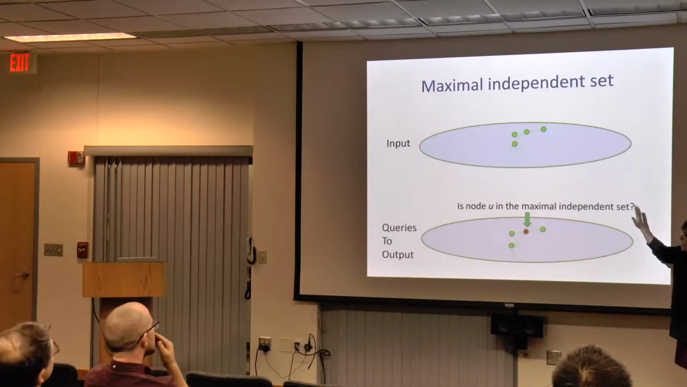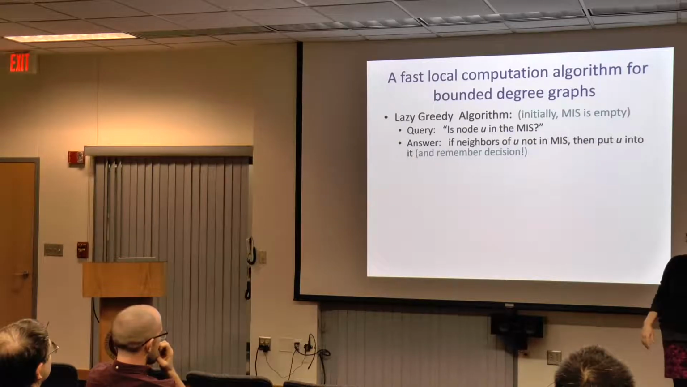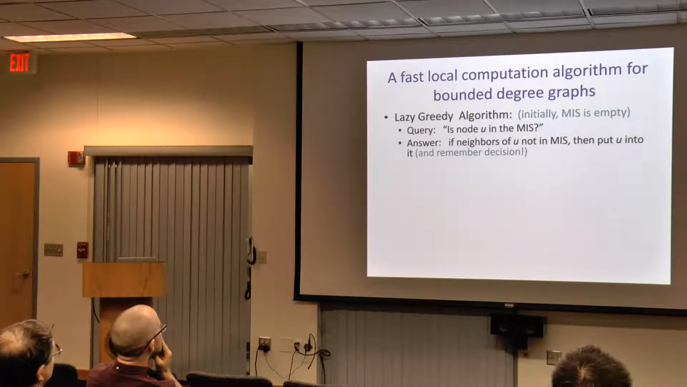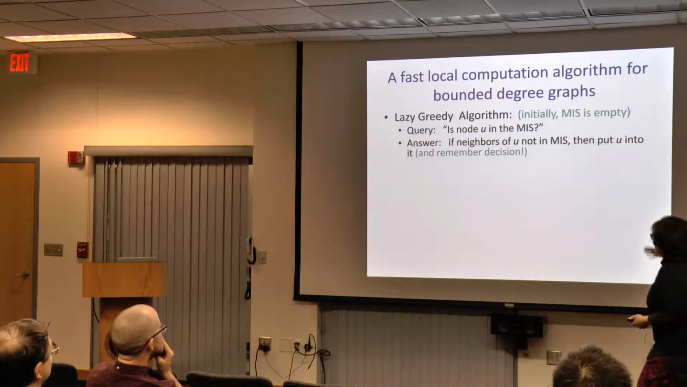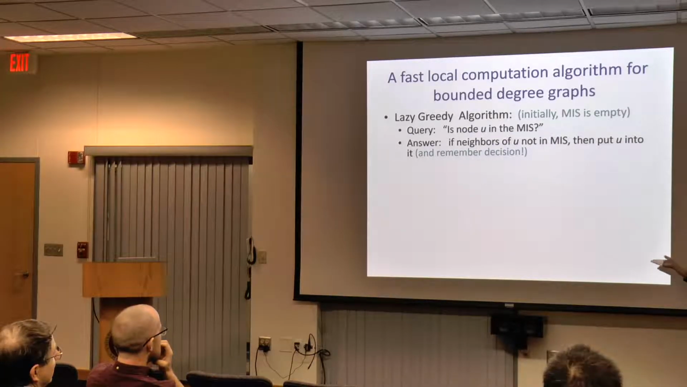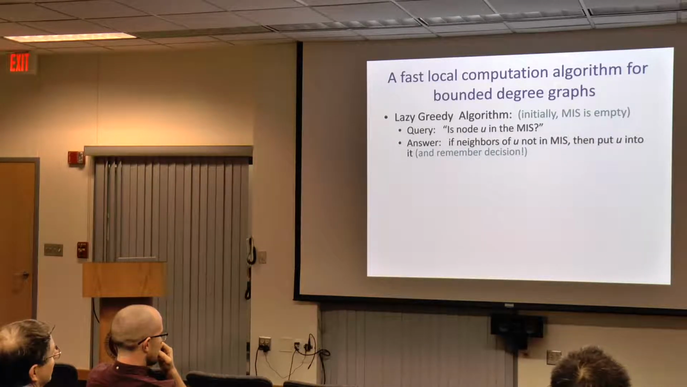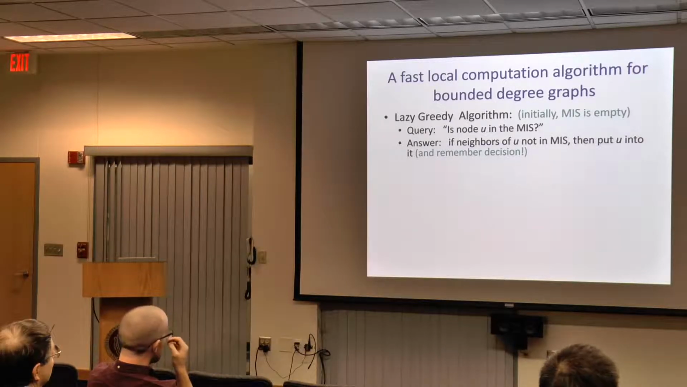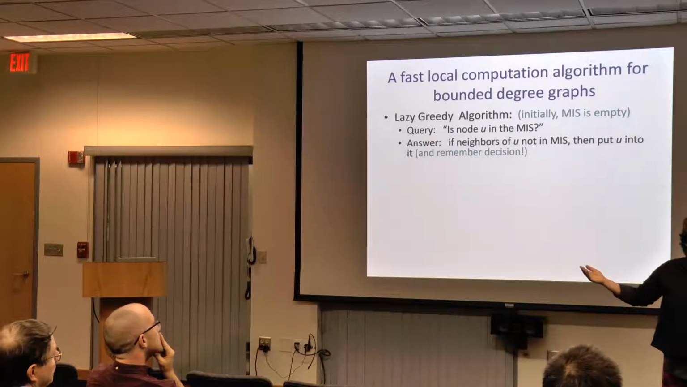Okay, good. This, by the way, is not NP-hard because the greedy algorithm works on it, which is why I'm suggesting the lazy greedy algorithm right now. The greedy algorithm says, let's just keep adding the nodes, and if we can add it, just add it. So let's say, is node U in the MIS? Well, if the neighbors of U haven't been put in the MIS yet, put U into the MIS. Why not? But then you have to remember the decision. So yes, this will affect the output, because now the neighbors can't be in the MIS.